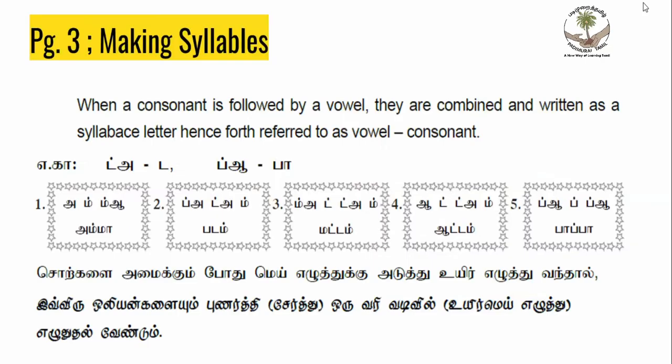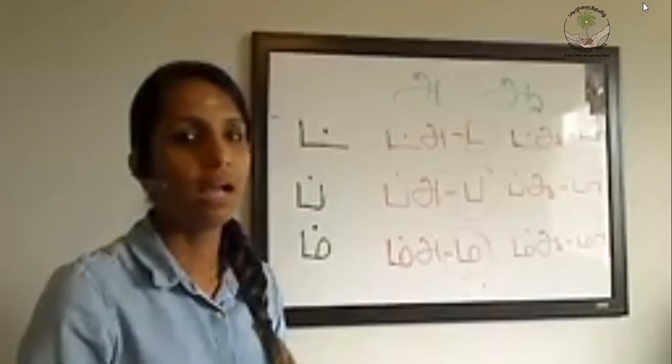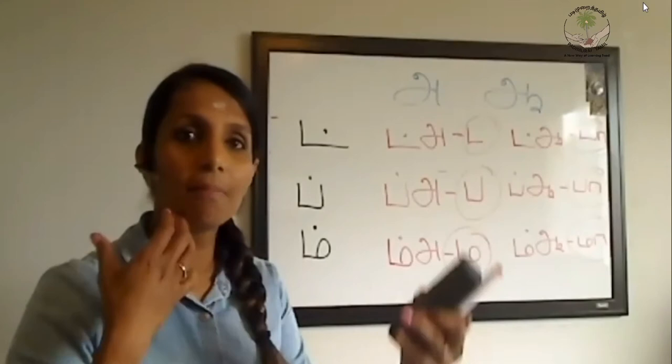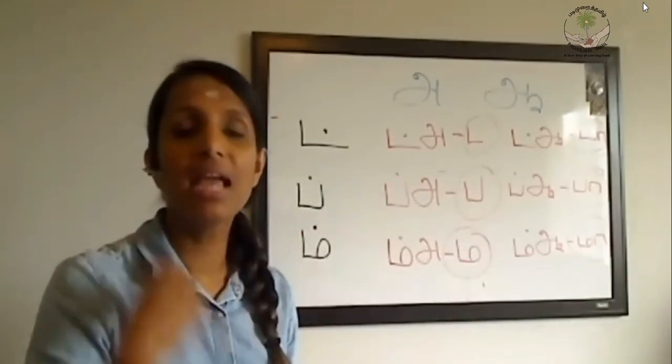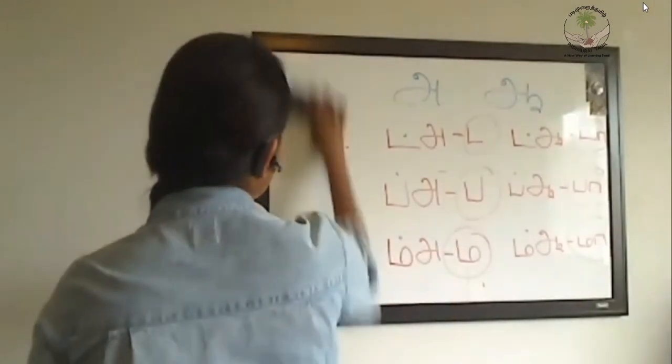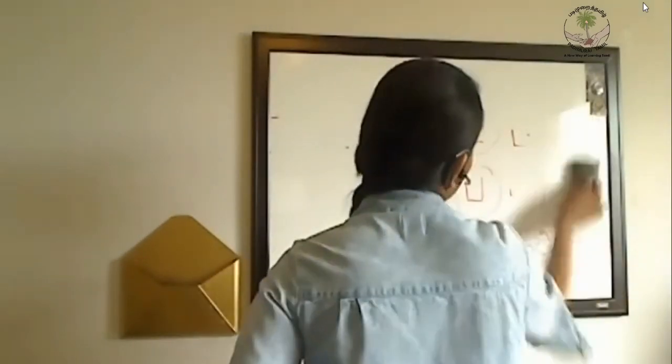Okay, now we all learned these are all syllables. Idellam asai endru learn pannitom. Now we can also make more syllables by combining vowels and consonants together, but when the consonants come on the other side of the vowel, it doesn't take a new form, but by saying it together, it can form a syllable. Okay? So I'm going to show you how that works now.